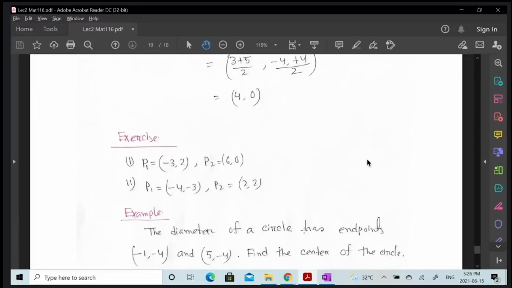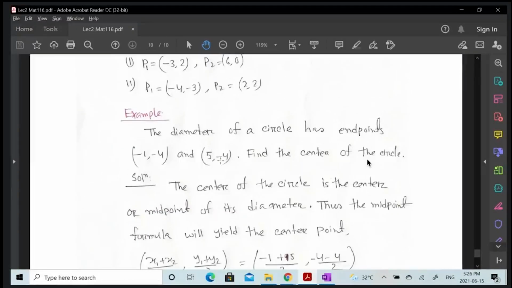All right. We have another 2 exercises here. You can solve them too. But this one is the example I was talking about. It tells us that the diameter of a circle has end points (minus 1, minus 4) and (5, minus 4). Find the center of the circle.